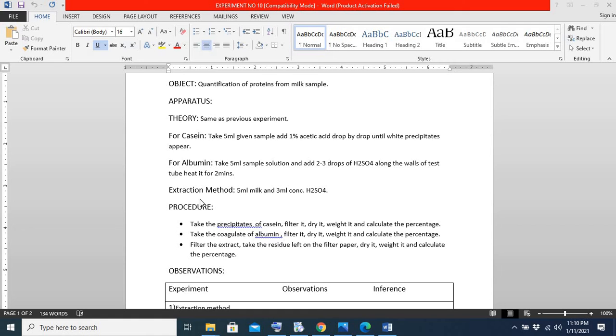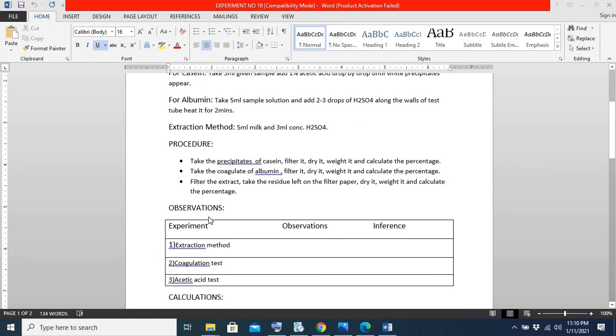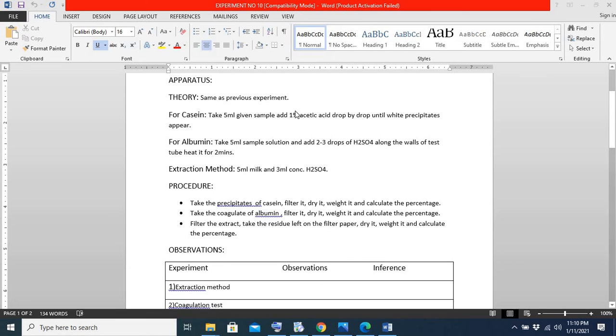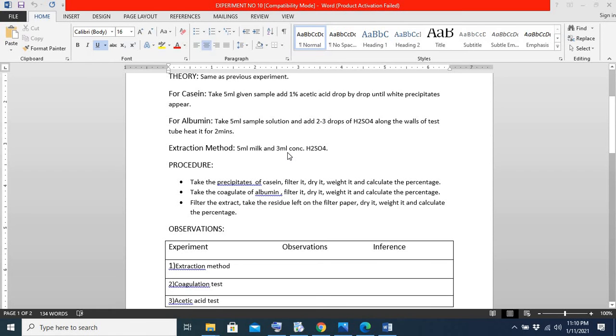First we have to perform the acetic acid test. For this test we take 5 ml of the milk and add 1 ml of acetic acid drop by drop. The precipitate that we have will be the precipitate of casein. Then we filter it, dry it, weigh it, and by applying the formula of percentage, we calculate the percentage of casein protein in the milk sample.